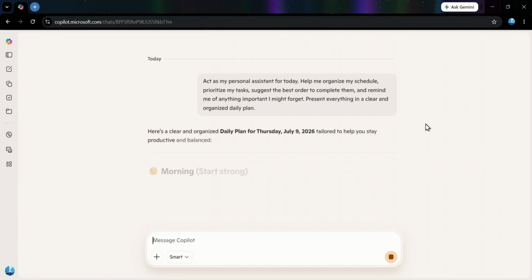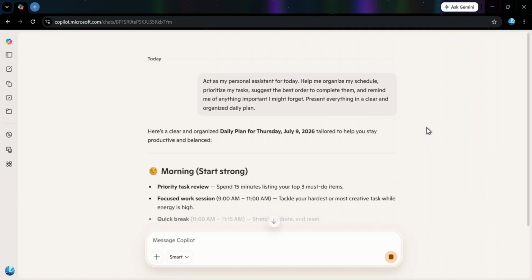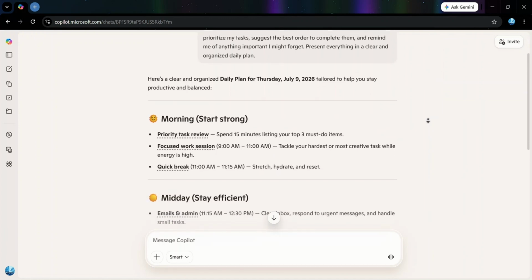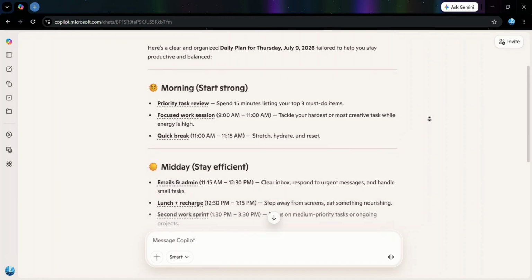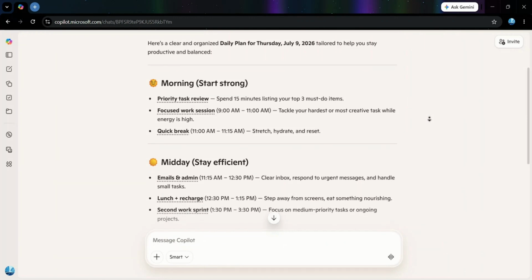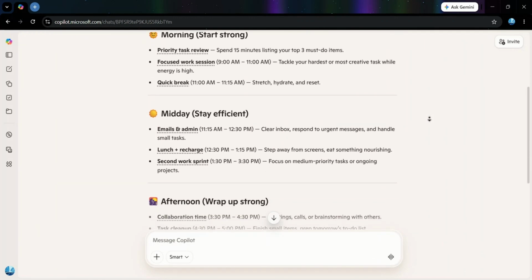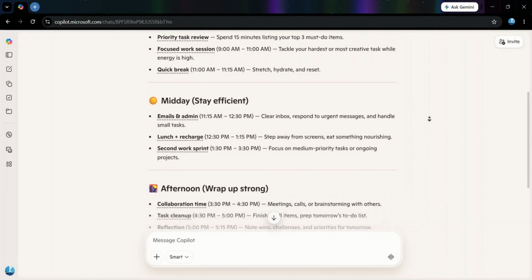Copilot immediately begins generating an organized structure for my day. It maps out a comprehensive daily plan tailored for productivity and balance. The morning routine starts with a focus on high-priority task reviews for 15 minutes, followed by a dedicated focus work session between 9 and 11 in the morning to tackle creative or difficult projects while my energy is at its peak. It also builds in a quick 15-minute break to stretch and reset before midday.